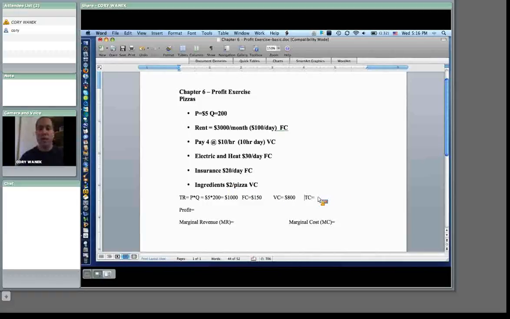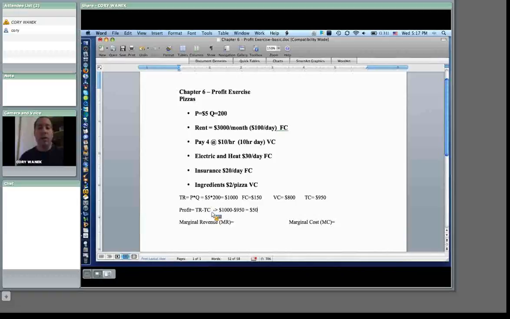Total cost is adding together the fixed costs and the variable costs. So this would be $950. Profit is total revenue minus total cost. Our total revenue here is $1,000, so it would be $1,000 minus our total cost, $950, and therefore our profit would be just $50.